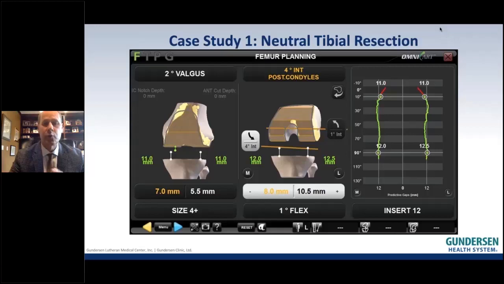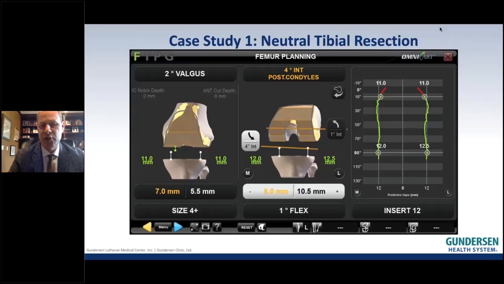Again, the alternative would be to release the soft tissue, but we've already showed you that the more soft tissue releases you do, the more pain people have, and maybe the less well they do clinically. So we're trying to minimize that. So by doing that, I now have a rectangular flexion gap that's 12 millimeters.